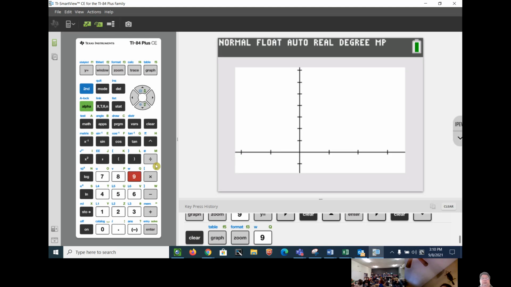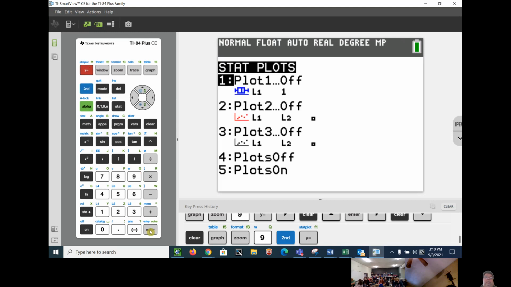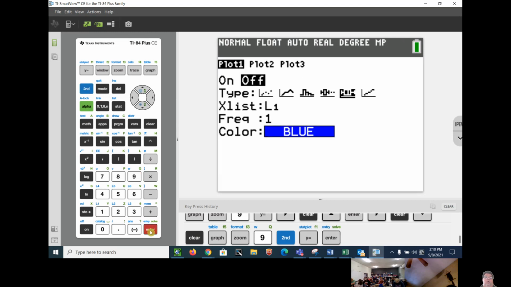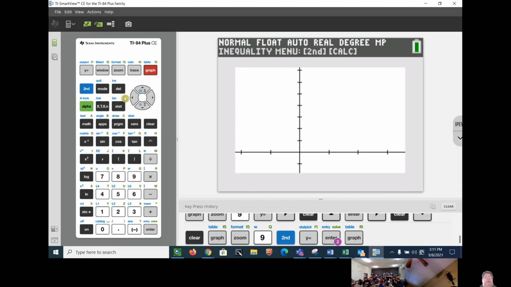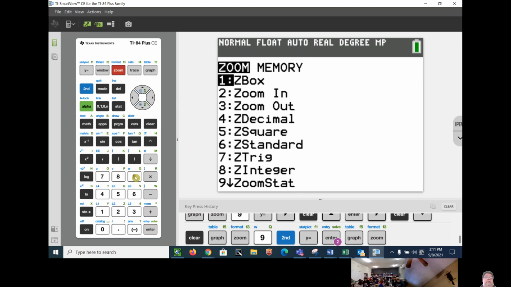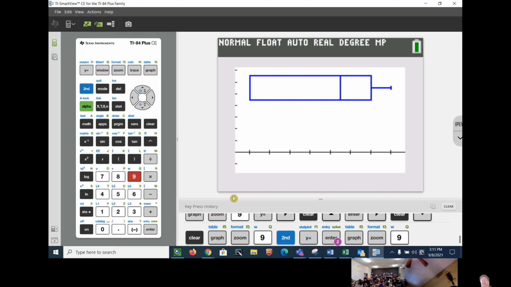Okay, it's supposed to be showing it. I don't know why it's not showing it. Let me do it again. Second, stat, enter, on. Oh, I didn't turn it on. That's why. Zoom 9. There it is. There's your box plot.